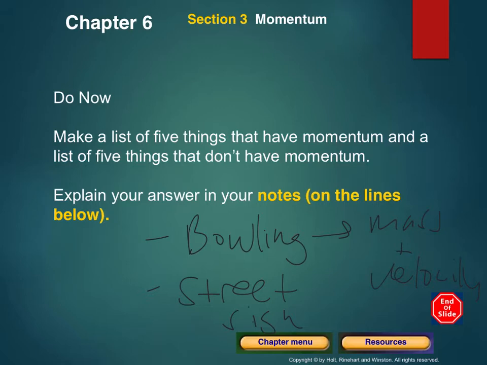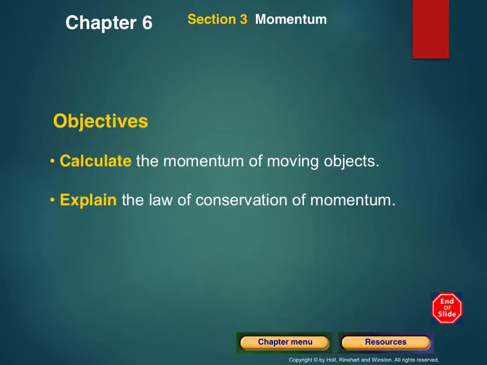All right, momentum is, well, we'll talk about that in a second. So today we're going to calculate the momentum of moving objects, so we're going to do a little bit more math, and we're going to explain the law of conservation of momentum. So we should know from earlier in the year that the word conservation means to save or to retain. So there's this law that we're going to learn about that talks about how momentum is sort of carried over when two objects interact or crash into each other.